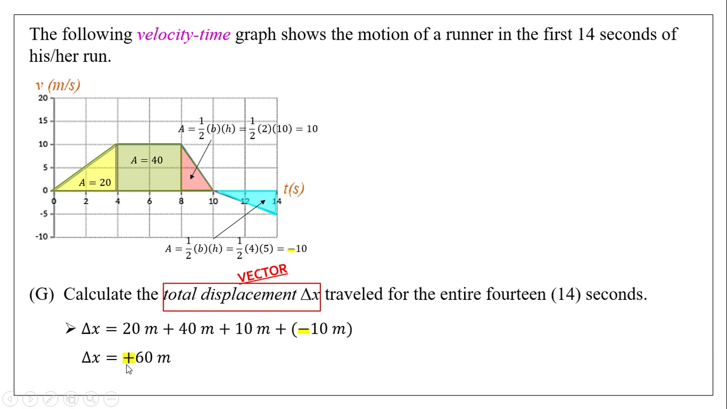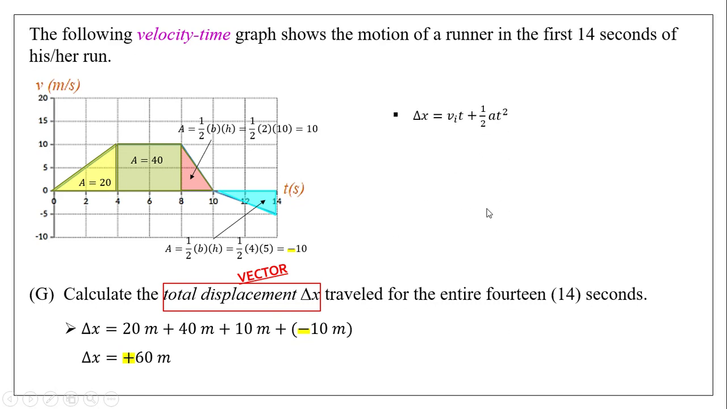But here my answer would be positive 60 meters because I asked for displacement, which is a vector. Because vectors have direction, I need to let someone know that it is positive 60. So by the time the runner ran forward, the runner ran backward, the runner is still 60 meters to the right of his or her starting point.